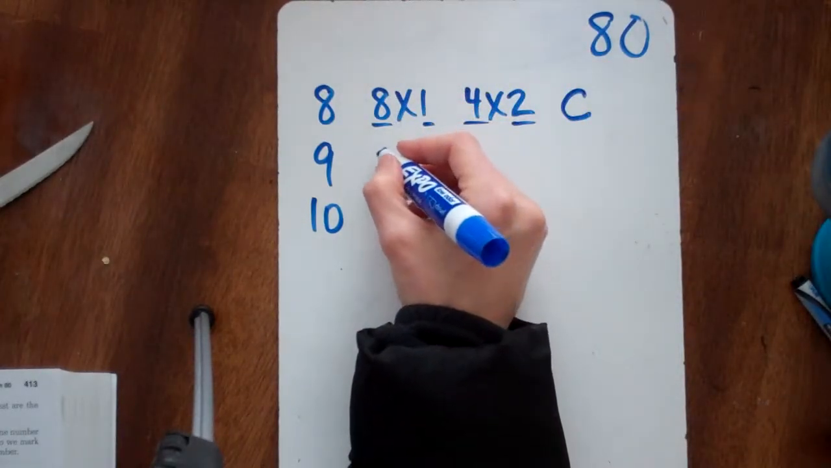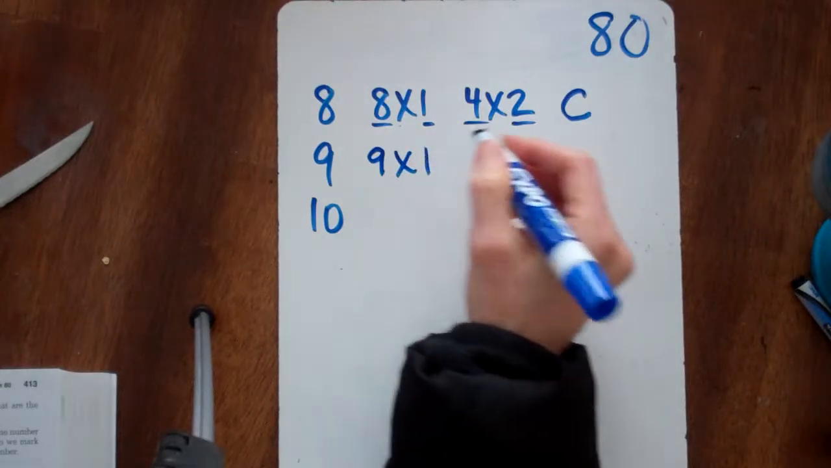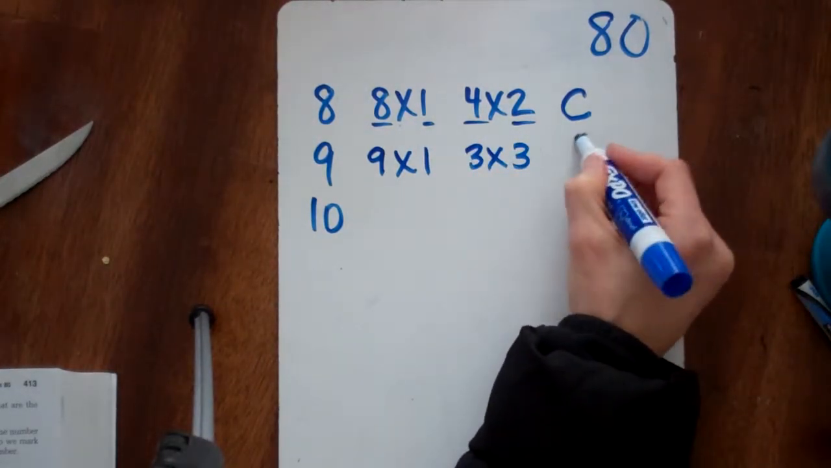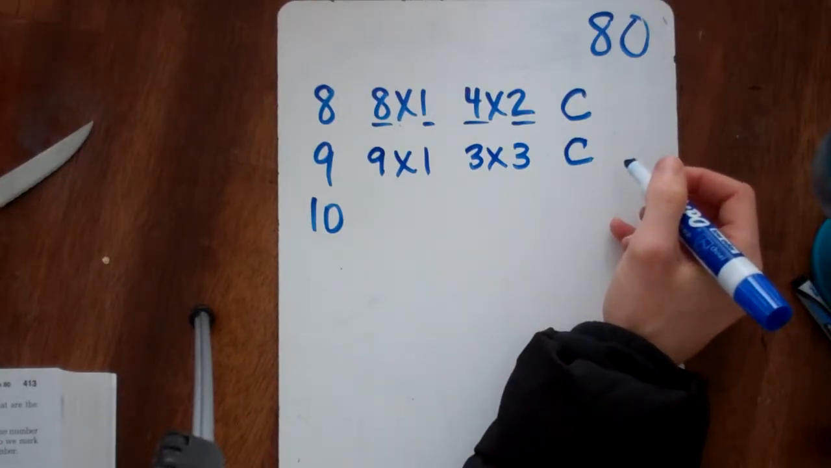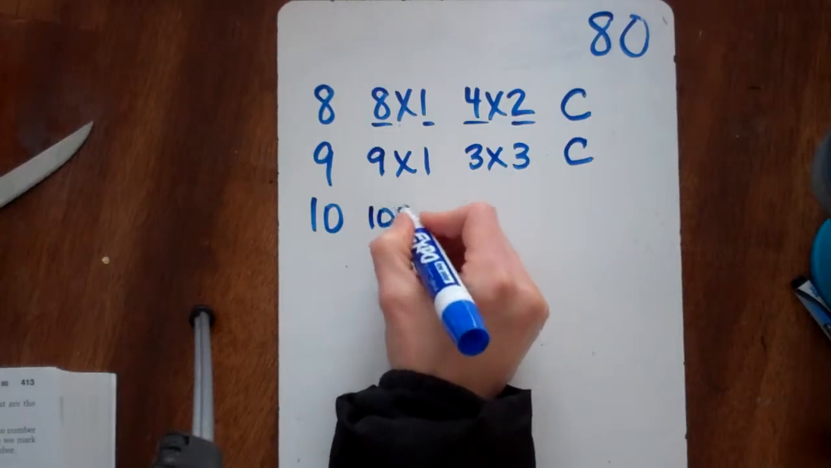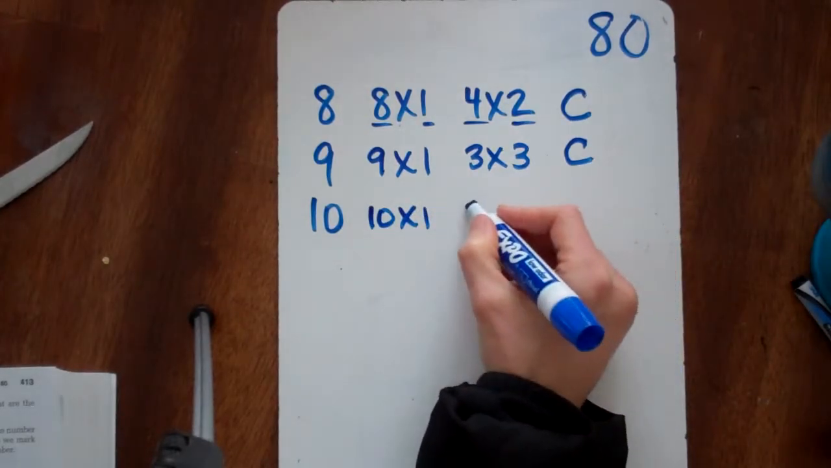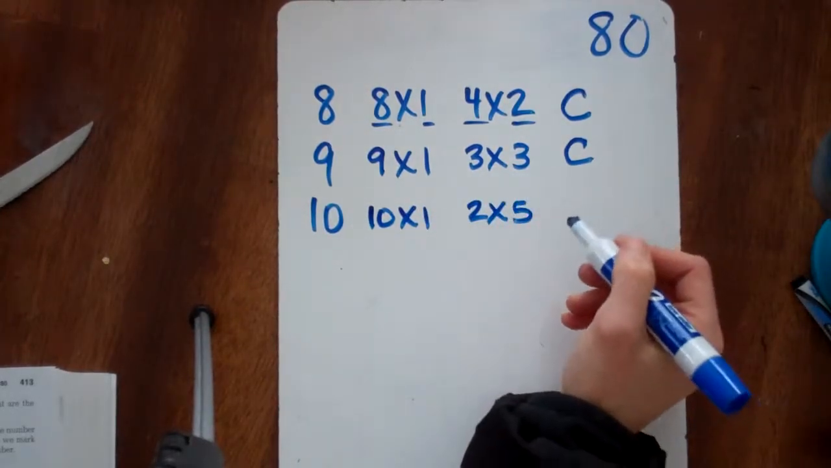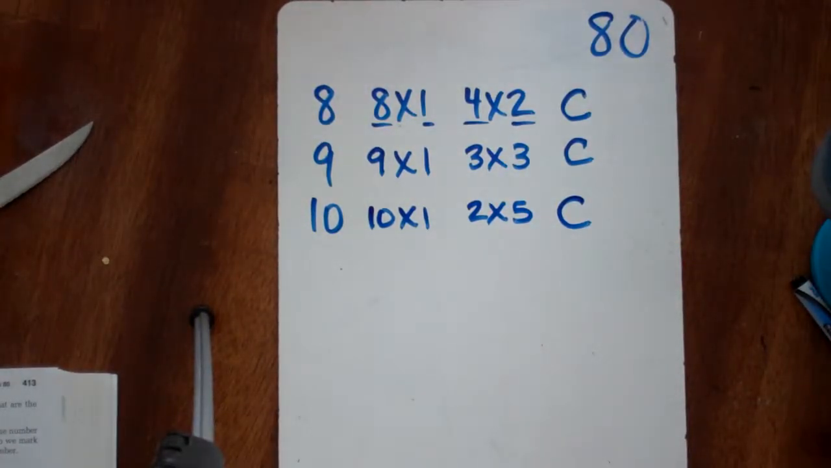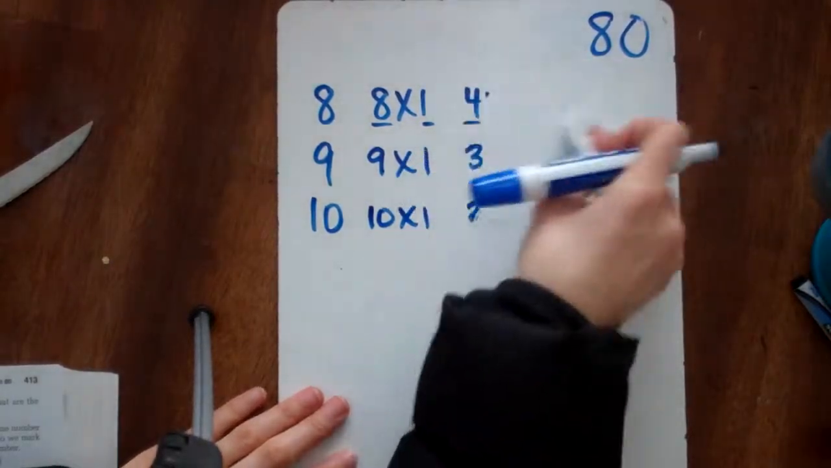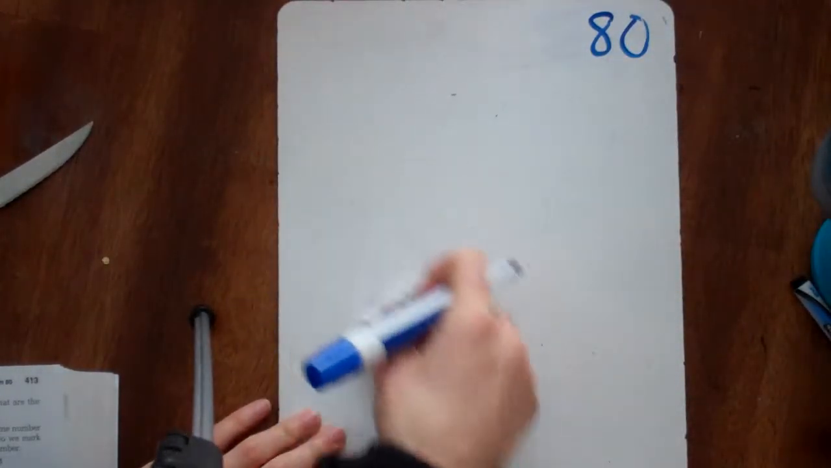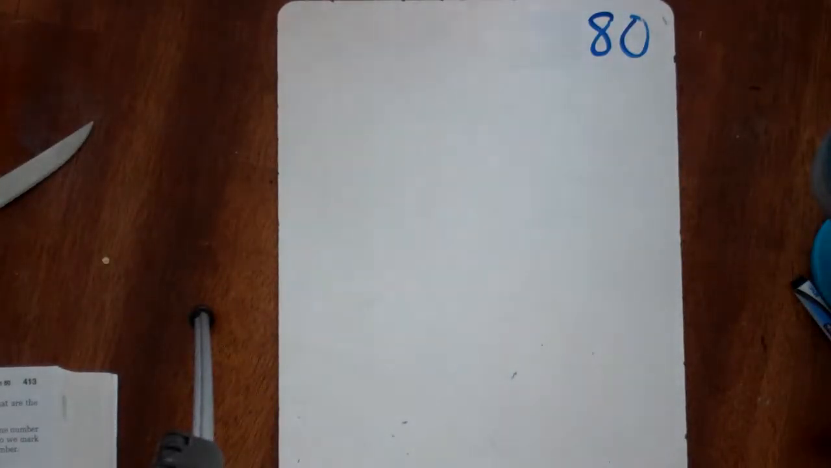Let's look at 9. I thought of 9 times 1 and also 3 times 3. So again, this one's composite because it has more than just 2 factors. And 10. 10 times 1 and 2 times 5. I think that's about it. So it's considered a composite as well. Okay? Hopefully that gives you a good understanding of what a prime number is and what a composite number is.